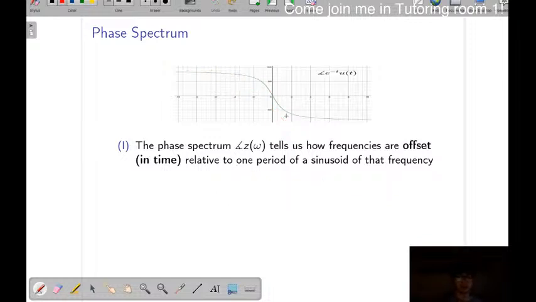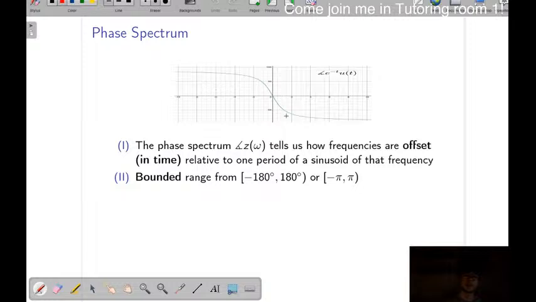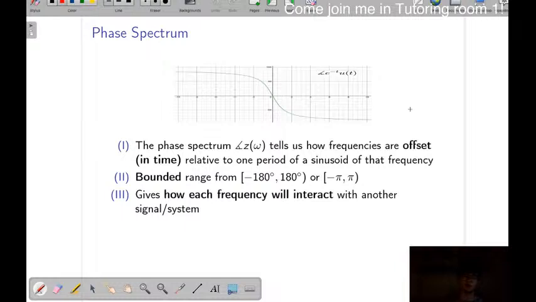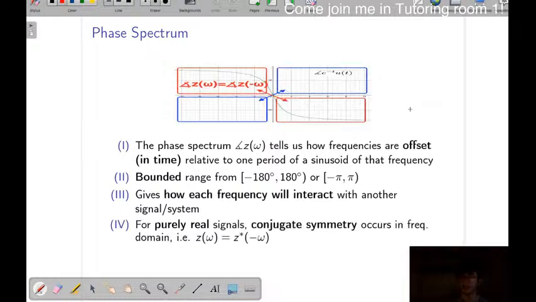Yeah, so it tells us how they're offset in time. And these values are bounded from negative pi to pi, just because we're only concerned about offsets within one period. And yeah, they tell you how they interact.